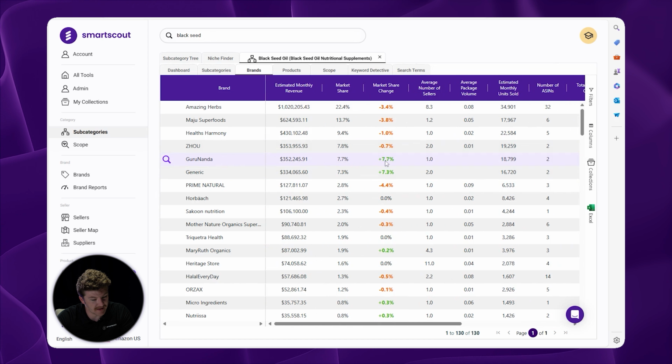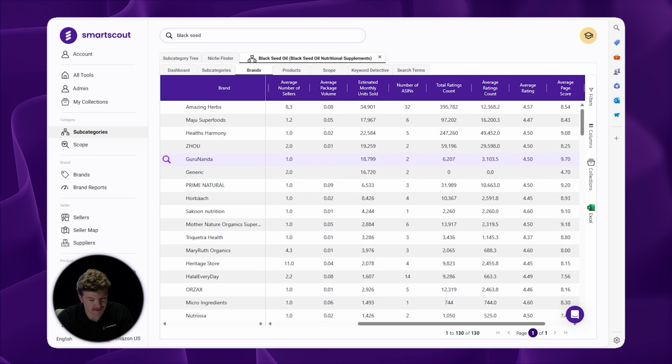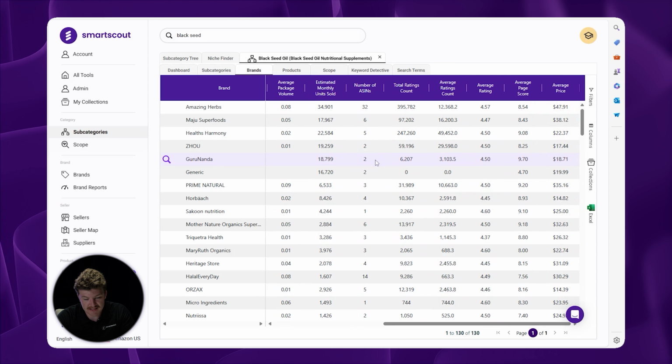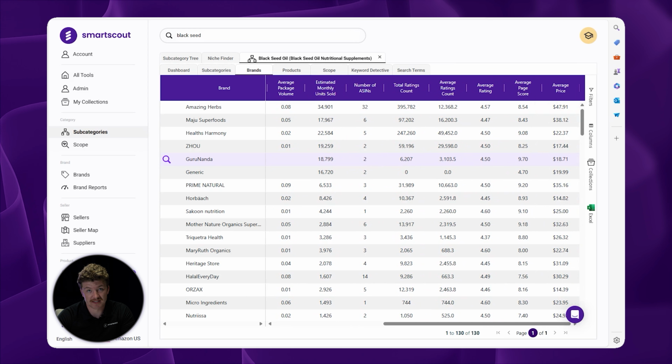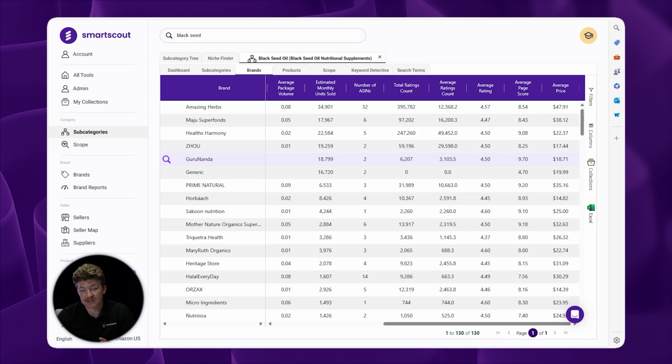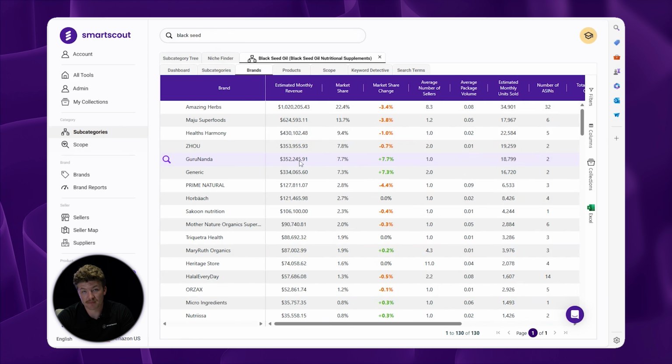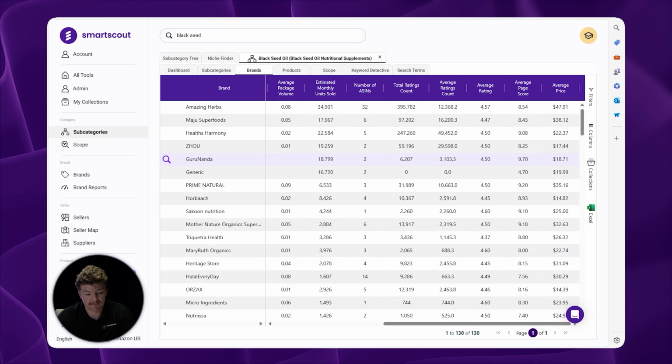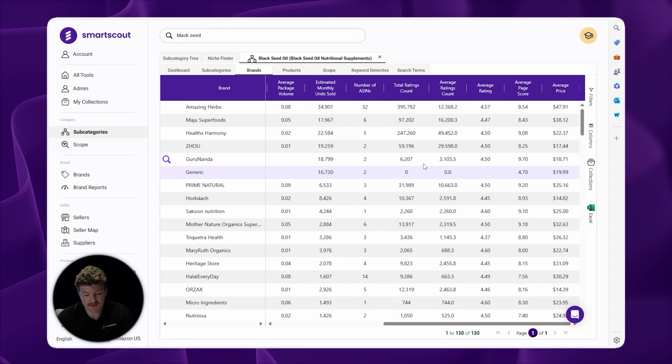We can say that they've grown by about 7.7% of this overall subcategory. And we can see they only have 2 listings for this subcategory, which is crazy. That's awesome. Because to me, that identifies as, all right, these guys have recently launched in this subcategory. There's some good potential here. They only have 2 listings, and right off the bat, they're making $350,000, right? We're gonna do some further exploring into this in just a minute as well.